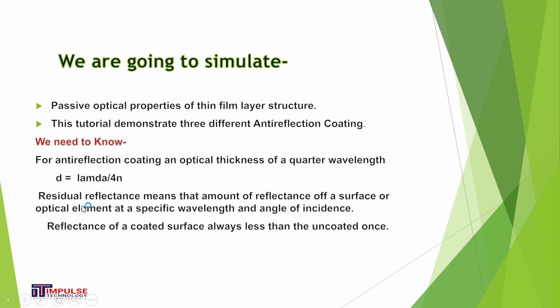Here, basically, we want to reduce the amount of reflectance. It is known as residual reflectance, that is, the amount of reflectance of a surface or optical element at a specific wavelength and angle of incidence. The reflectance of a coated surface is always less than the uncoated one. Therefore we will use anti-reflection coatings. Having studied these two slides, now we will use this information in the Setfos tool.